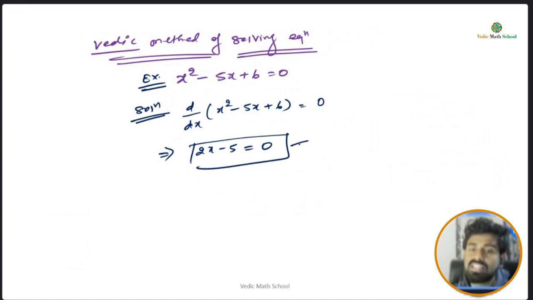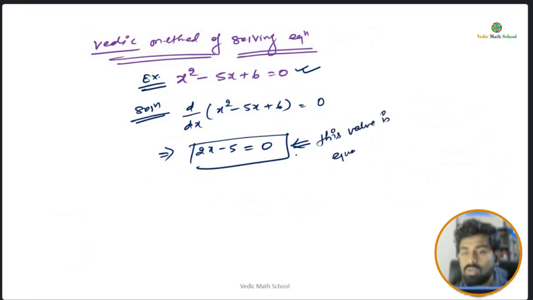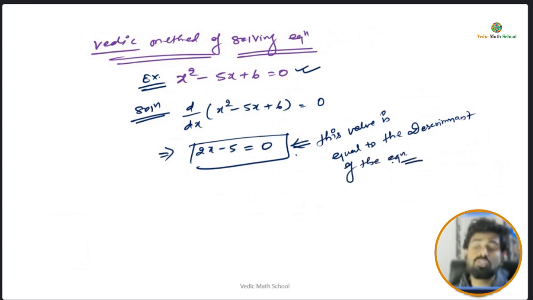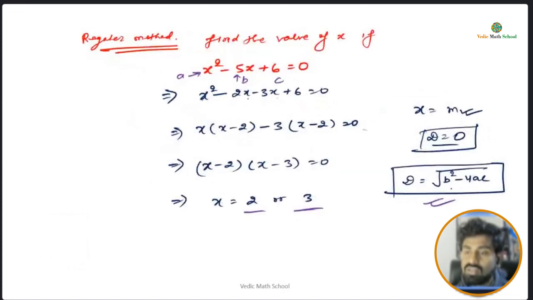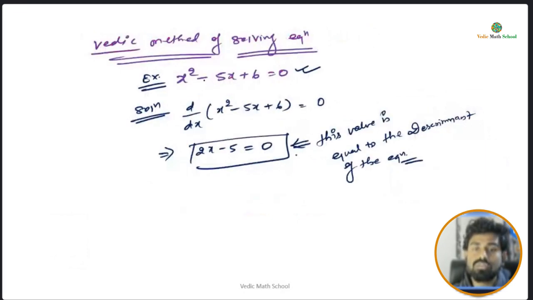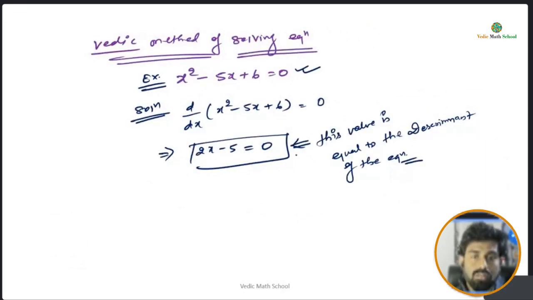Now Vedic math says that after finding the differentiation of the equation, this value I'm writing here is equal to the discriminant. I'm writing only D, discriminant, of the equation. Okay, write it down. So how to find the discriminant? I discussed this already, b square minus 4ac. So we are going to find the discriminant here.